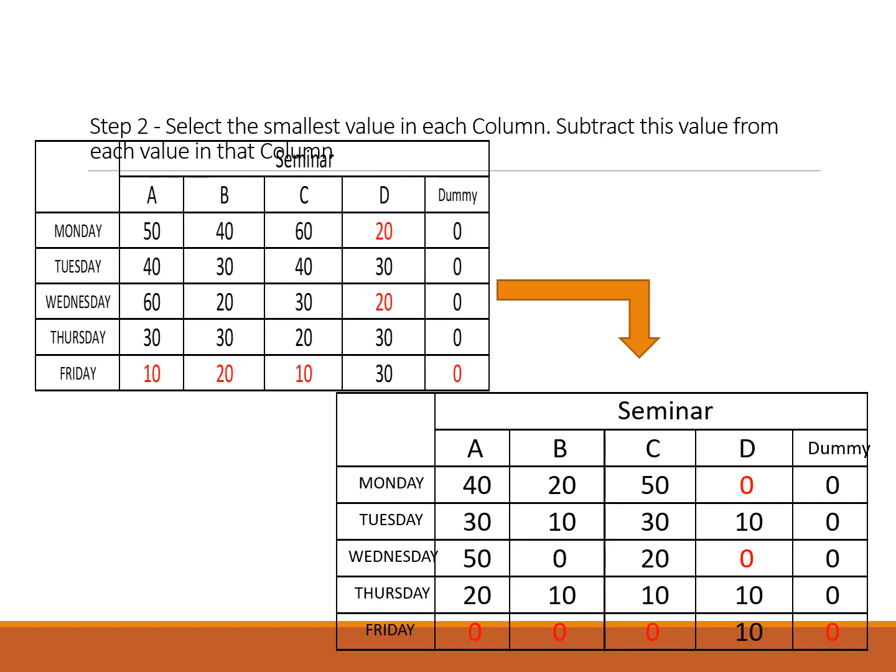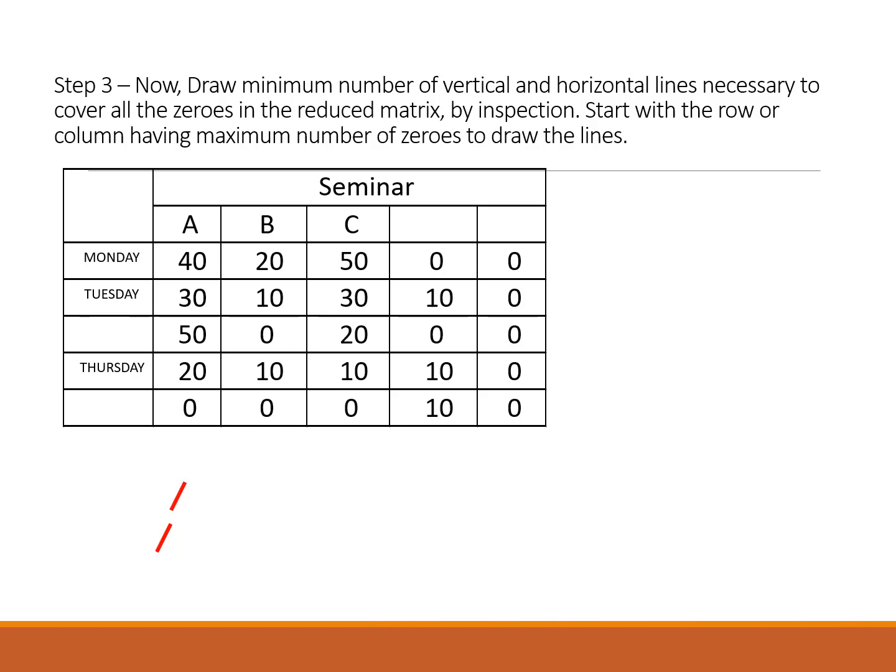So move on to step number 3. Step number 3 is to draw the lines which cover the maximum number of zeros. Start with the rows or columns having the maximum number of zeros to draw the lines. So see, by visual inspection you can identify that the dummy column has the maximum number of zeros. So draw the vertical line which covers that particular maximum number of zeros.